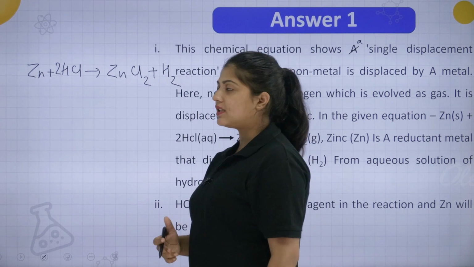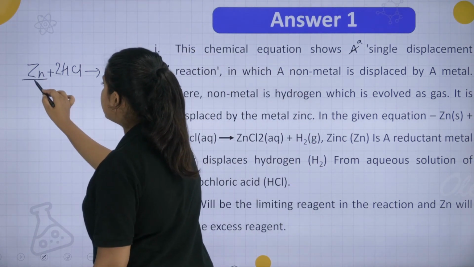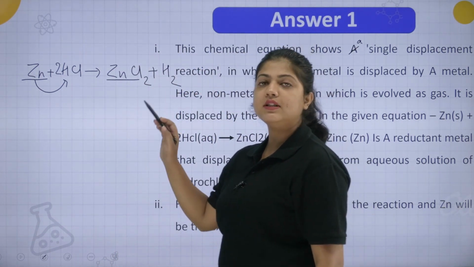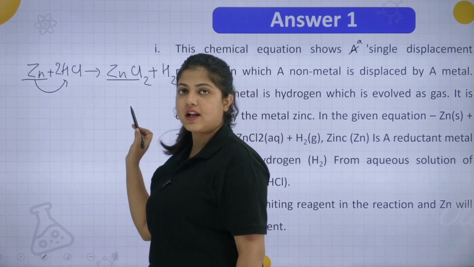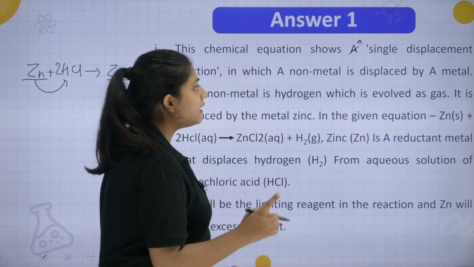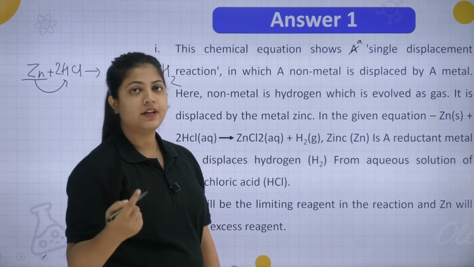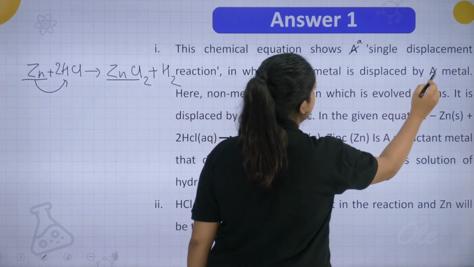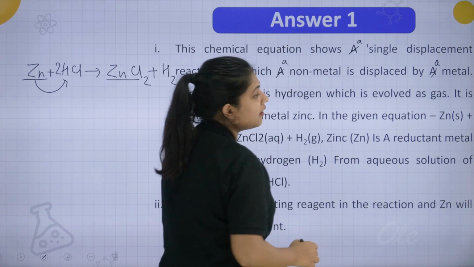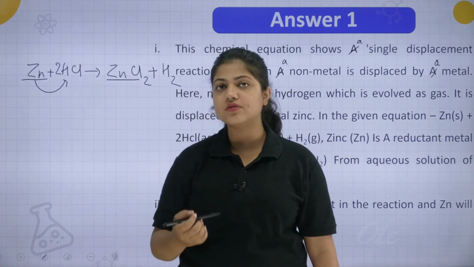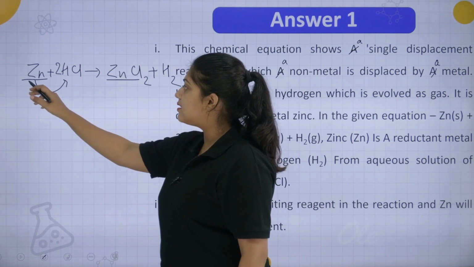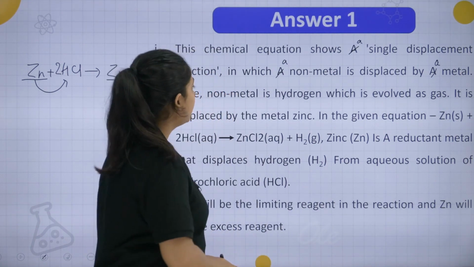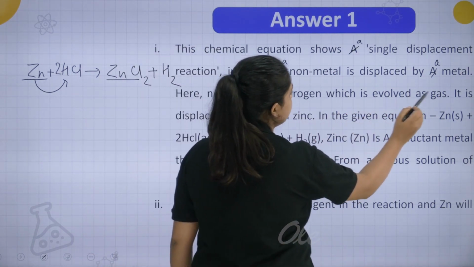How is it a single displacement reaction? Because you will see that zinc is replacing the hydrogen here and forming a compound with chlorine, forming zinc chloride. So first of all, which type of reaction is this? This is a single displacement reaction. One single element displaces the other one, in which a non-metal is displaced by a metal. That means here hydrogen is being displaced by zinc. So yes, zinc is a metal which displaces a non-metal, that is hydrogen. Here the non-metal is hydrogen, which is evolved as gas.